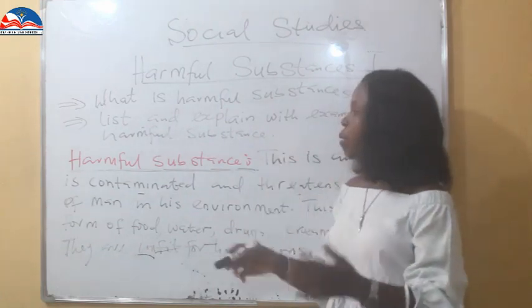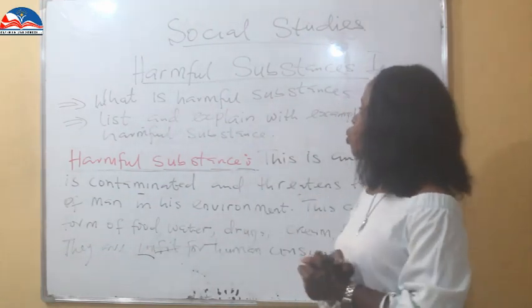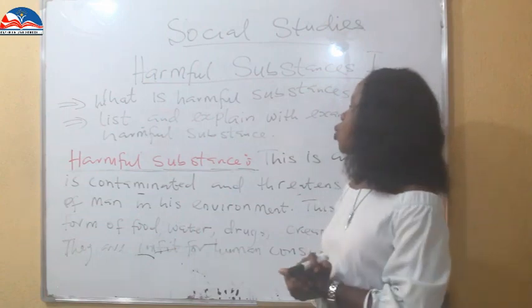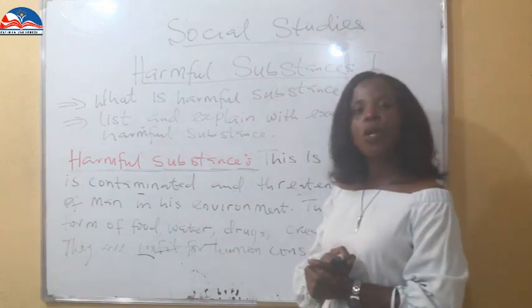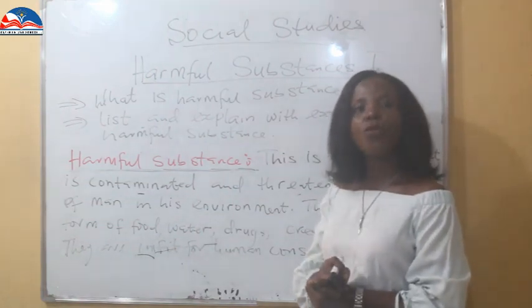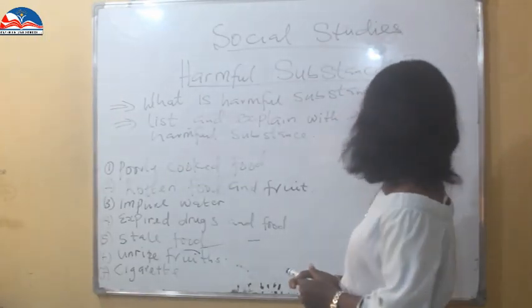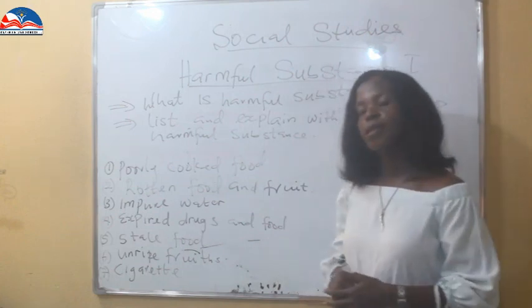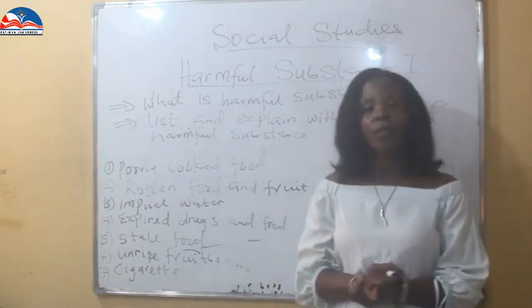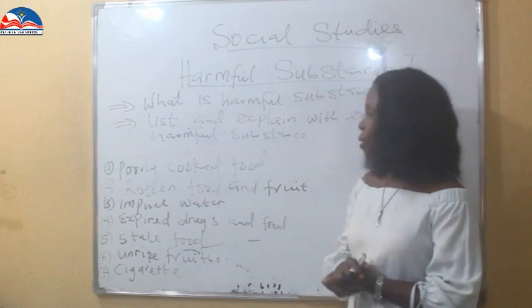We have seen what harmful substance is. Now let's go to the next one, which has to do with listing with examples things we term as harmful substance. Let's see our second objective, which is to list and explain with examples of harmful substance. I have listed 7. Let's explain it.